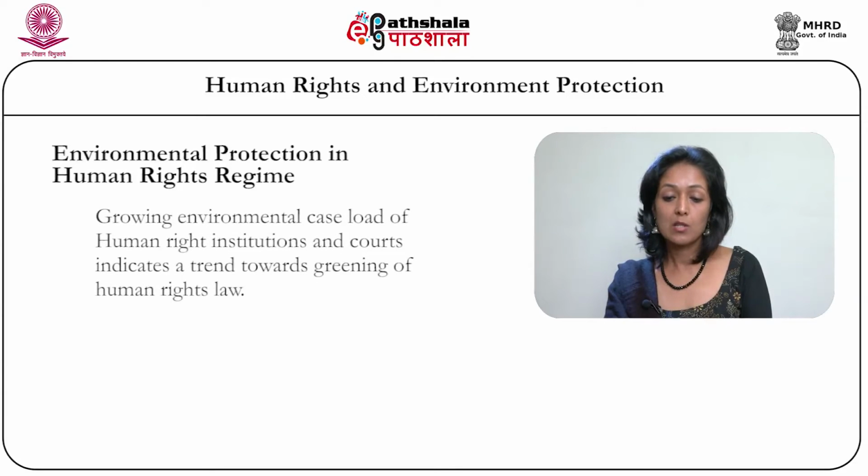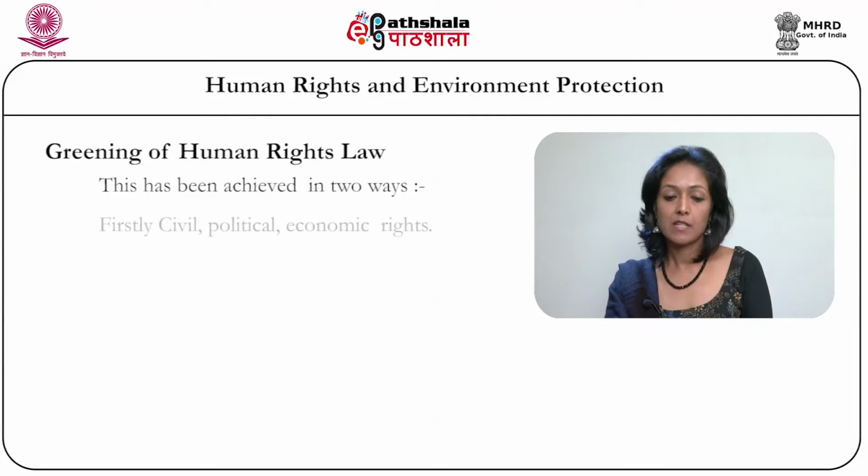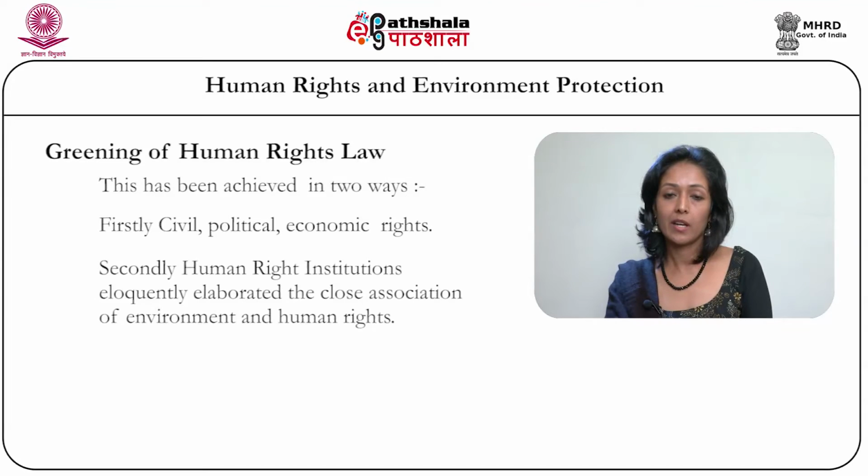Nevertheless, the growing environmental caseload of human rights institutions and courts indicates a trend towards greening of international human rights law. This trend has been pursued in two ways. Firstly, civil, political and economic rights like the right to life, health, adequate standard of living, and association have all been interpreted as having environmental implications, and have been invoked to protect environmental goals. These rights have been given an interpretive integration to include environmental issues under their ambit. Secondly, human rights institutions have eloquently indicated the intricate relationship between environment and human rights. The following section describes the various human rights that have been utilized to integrate the environmental dimension.